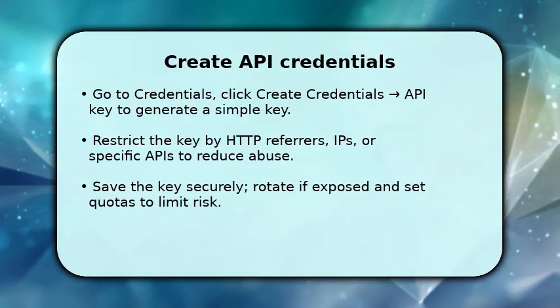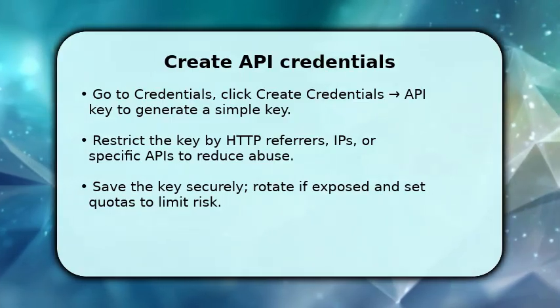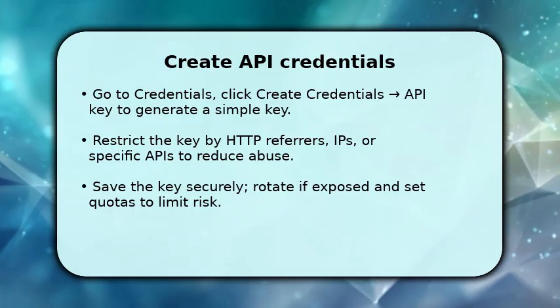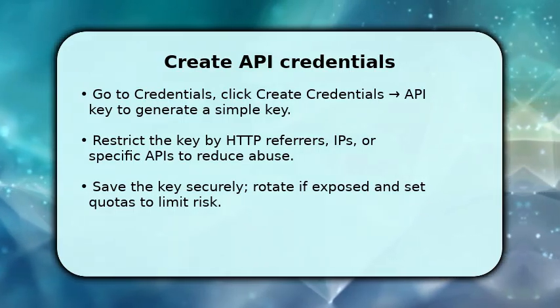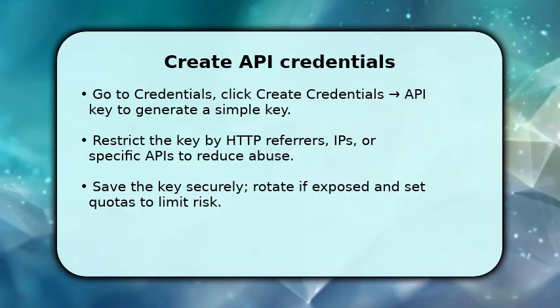Next, you create the actual key and lock it down. In Cloud Console, go to APIs and Services, right arrow Credentials and choose Create Credentials, then API Key. Once you have that string, restrict it.